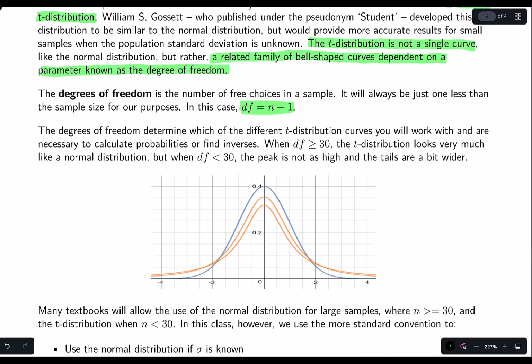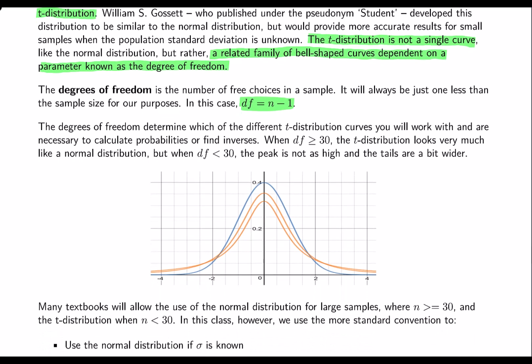All right, now the degrees of freedom will determine which one of the many different t-distribution curves you're going to be working with. And it's important, you have to know that value in order to calculate any probabilities or find inverses.